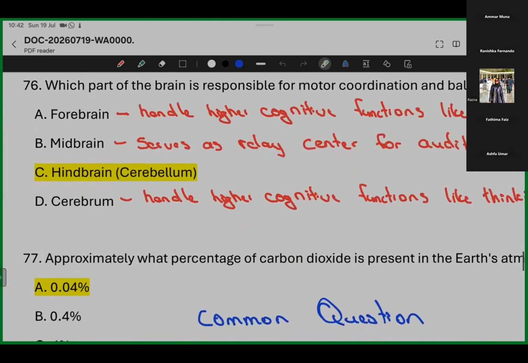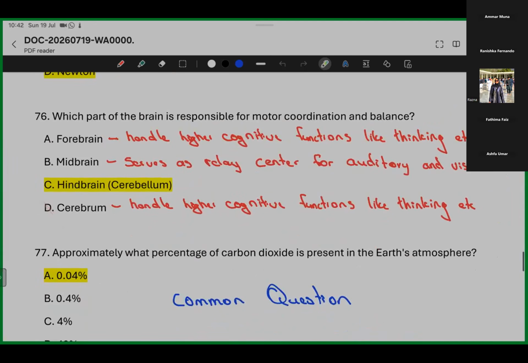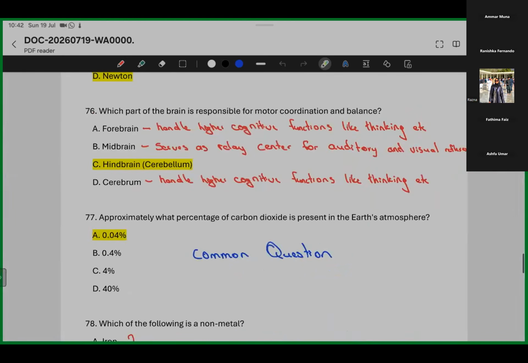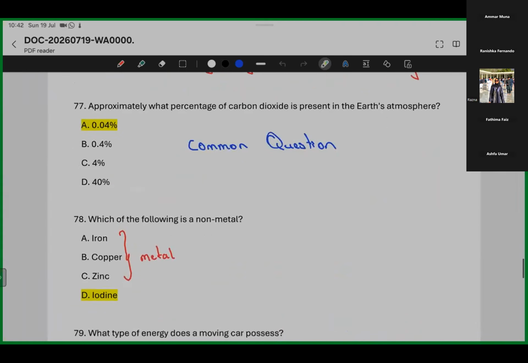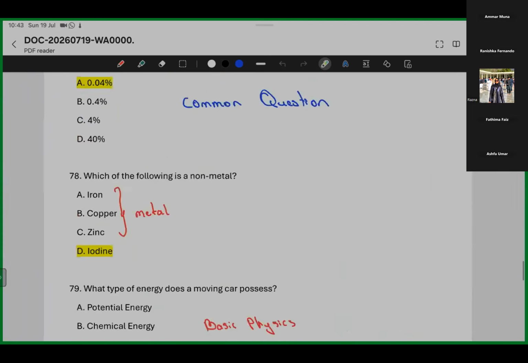Question 77 is another common question. Once again, please note them down. So the percentage of carbon dioxide in the Earth's atmosphere is option A, 0.04. Question 78 is again a repeated question. Which of the following is a non-metal? The answer is D, iodine.